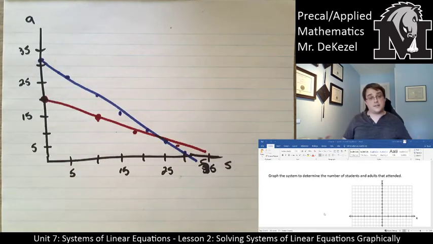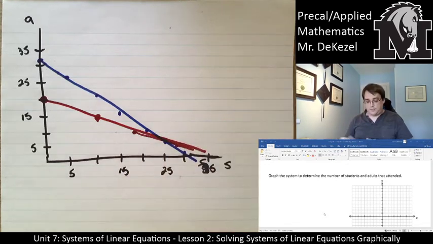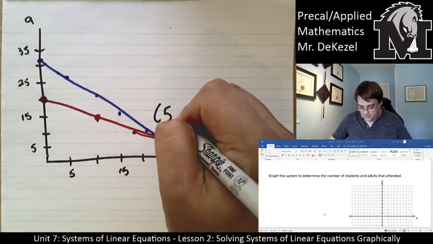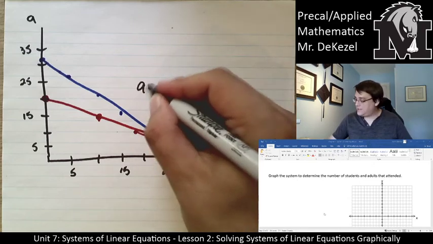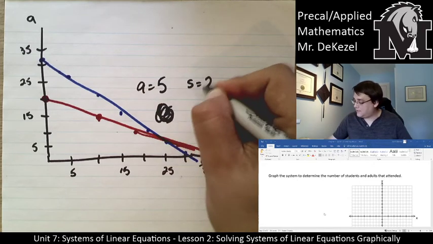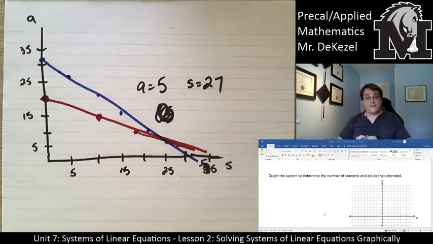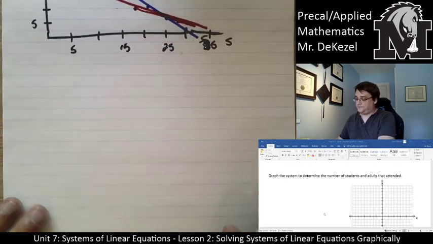You can see how it gets a little bit difficult. This crosses officially, because this should be a little bit lower, at the point A is equal to 5 and S is equal to 27. That is where the lines cross. We can verify then that solution with our equations.